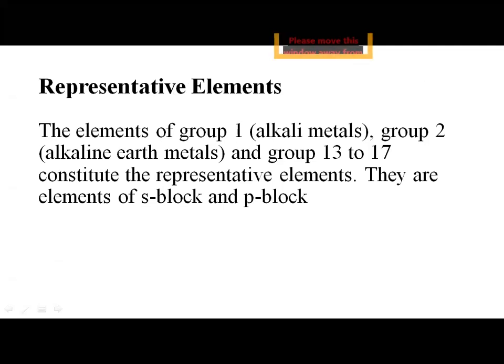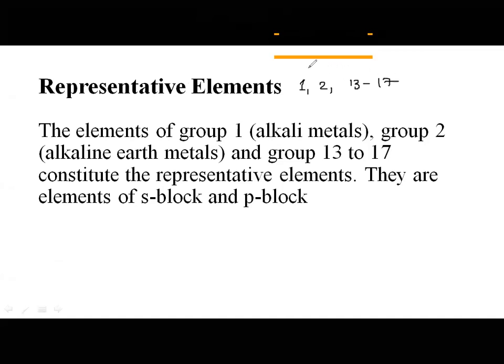Next, we have representative elements. When I was discussing s block elements and p block elements, I have already told you: Group 1, Group 2, Group 13 to Group 17. Group 1 and 2 of s block, Group 13 to 17 of p block. These elements are called representative elements. They are called normal elements.